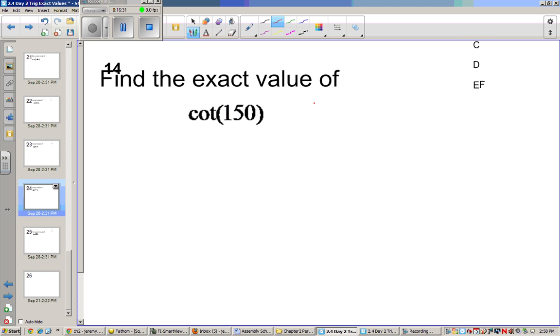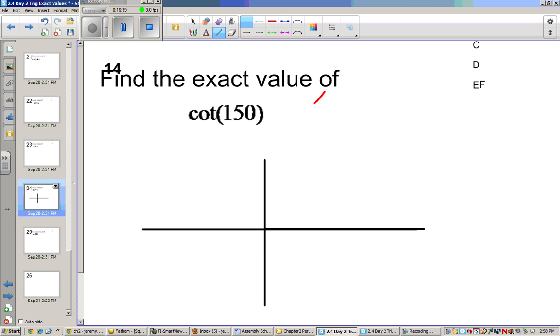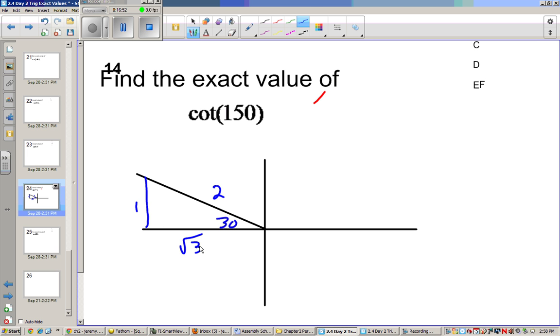Well, now let's do some of the newer values. Cotangent of 150, 0, 90, 180. We need to come back 30 degrees. So if I draw my sides, that's going to be 1, 2, root 3. And this way is going to be negative root 3. So cotangent, we know tangent is 1 over root 3. So cotangent is going to be negative root 3 over 1, or just negative root 3 for an answer.